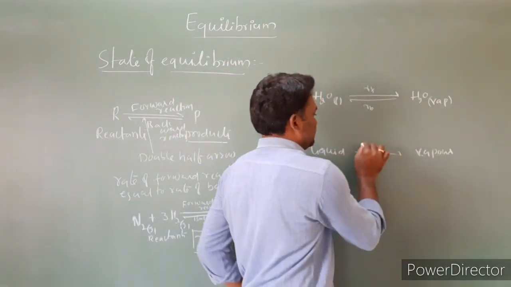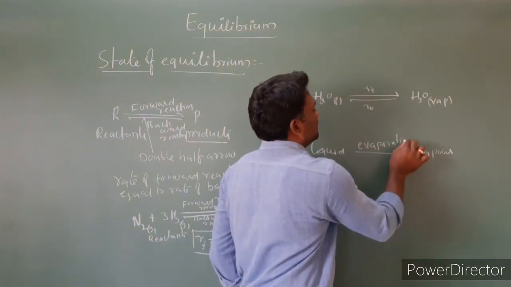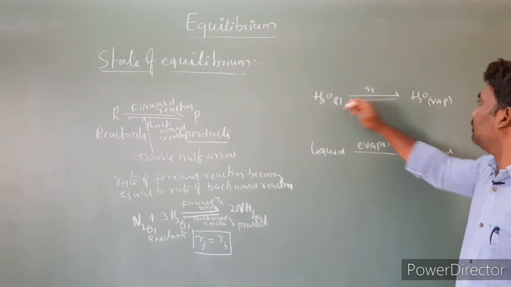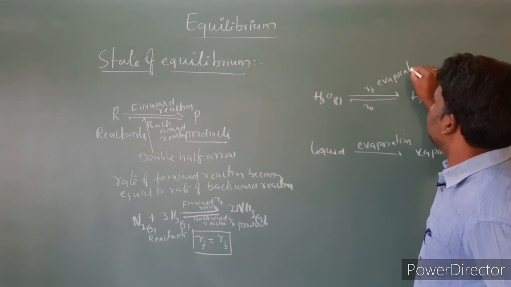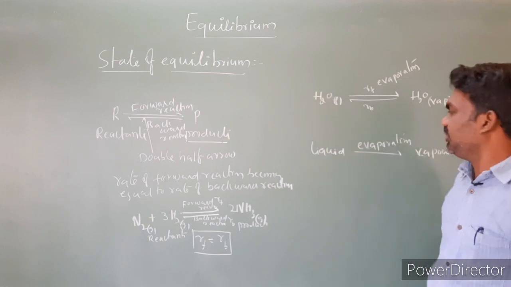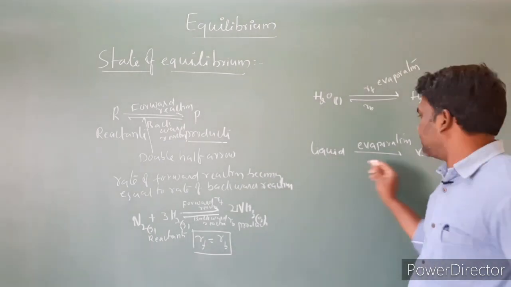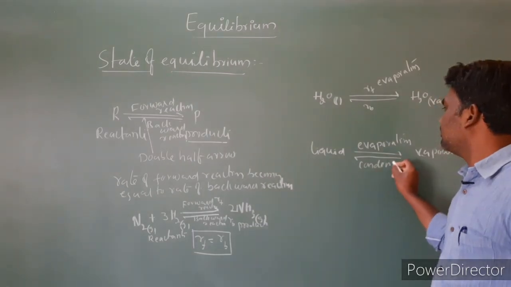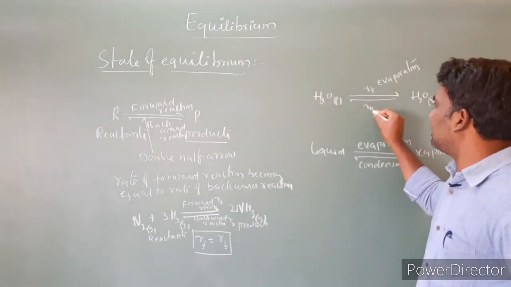Liquid converting into vapor is a forward reaction, and it is nothing but evaporation. Conversion of liquid water into water vapor is evaporation. This is a general example that applies to any liquid. In turn, water vapor converting into water, that is vapor converting into liquid state, is the backward reaction, which we call condensation.